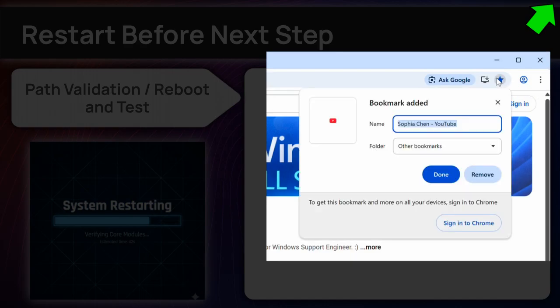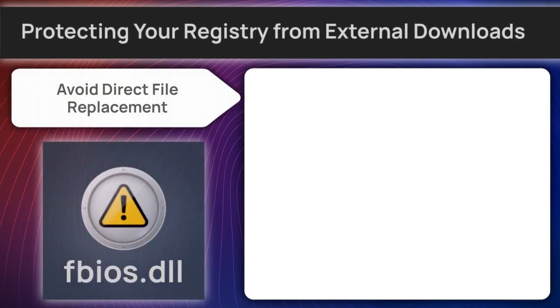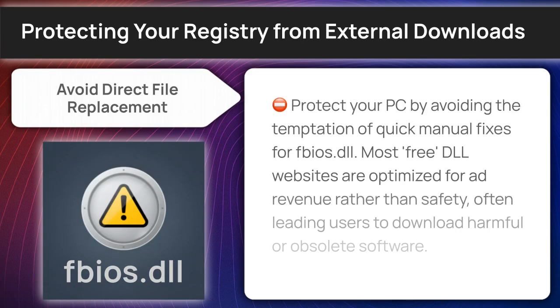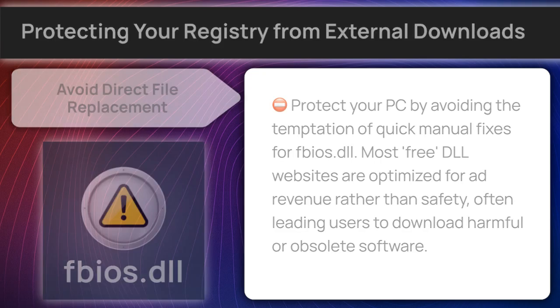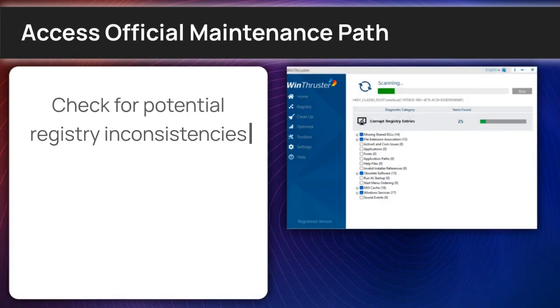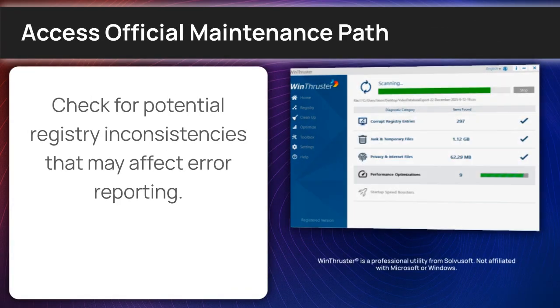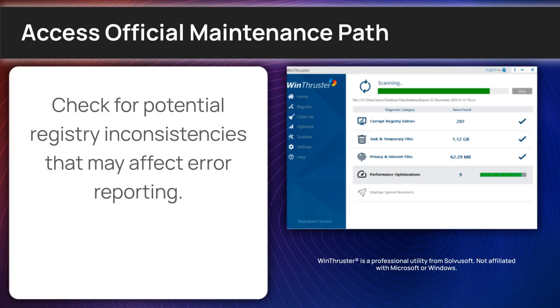As we finalize the restoration, it's important to observe standard security protocols regarding system files. Keep in mind that the Fbios library DLL must be properly synchronized with the Windows registry. Simply dragging and dropping a file rarely addresses the root cause of the initialization failure. A verified diagnostic utility can help manage the ongoing restoration and health of your system's library ecosystem.